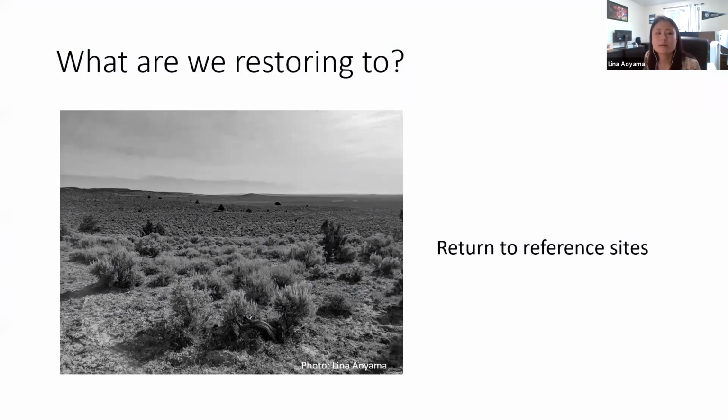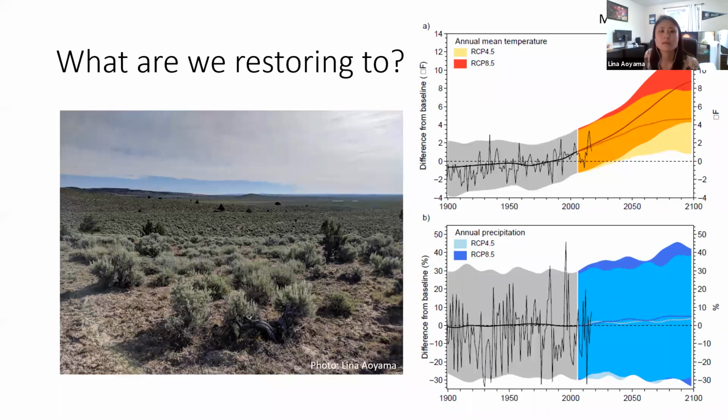Now, let's think about what we're restoring to. We generally rely on historical reference sites or the vegetation community before the fire, and we aim to transform burned areas closer to the reference sites. But this practice is based on a view that the reference sites are static and not changing. We now know that climate change is affecting our systems. It is now time to adjust our framework accordingly.